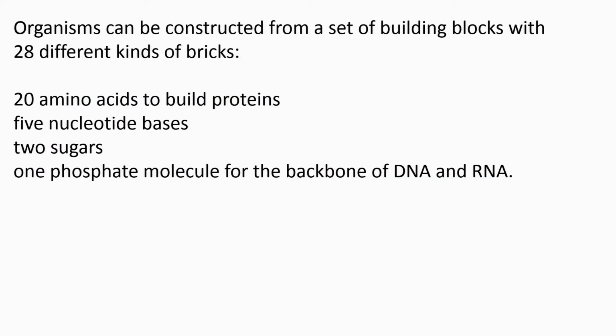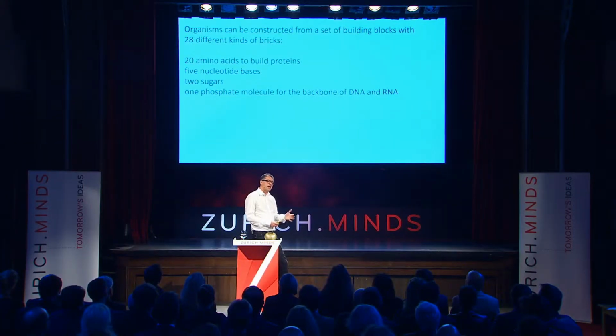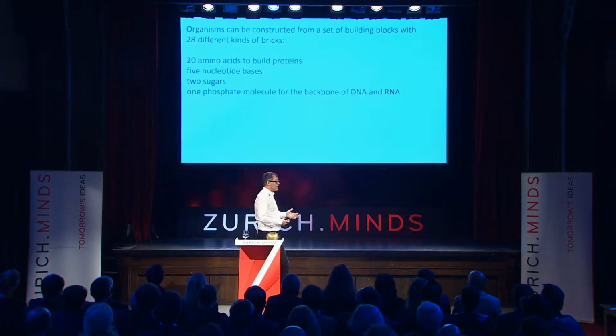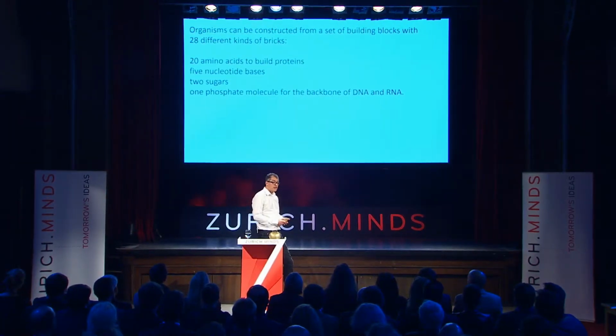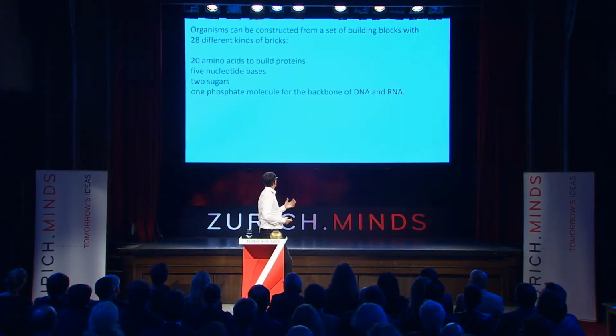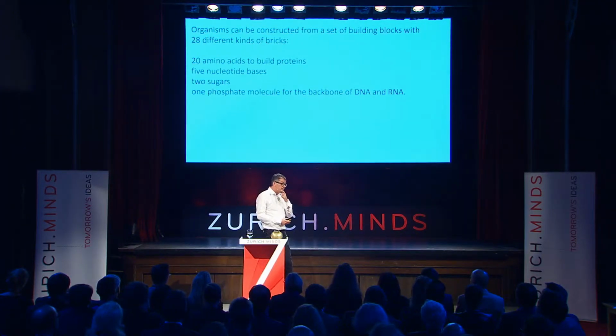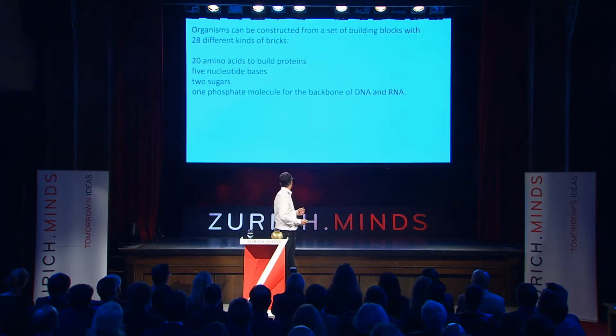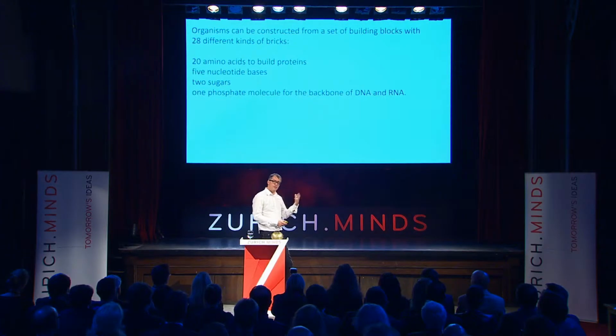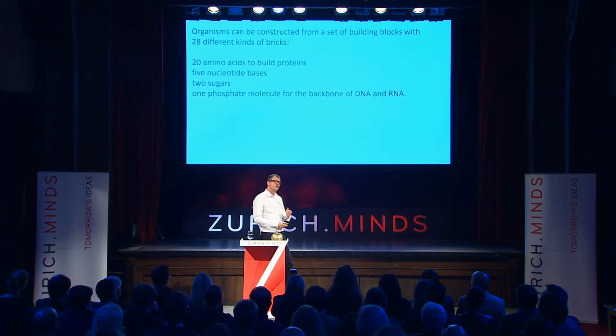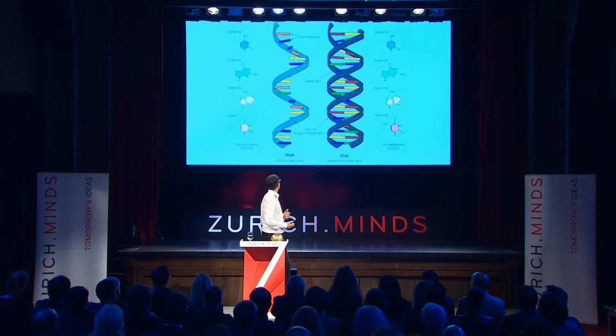And all organisms on Earth can be broadly constructed from a set of about 28 molecules. We have about 20 amino acids, which are shared by all life. We need 2 sugars. We need 5 nucleotide bases for the RNA and DNA, and a phosphate molecule. And from that set of bricks, we can construct the heart and workings of life.